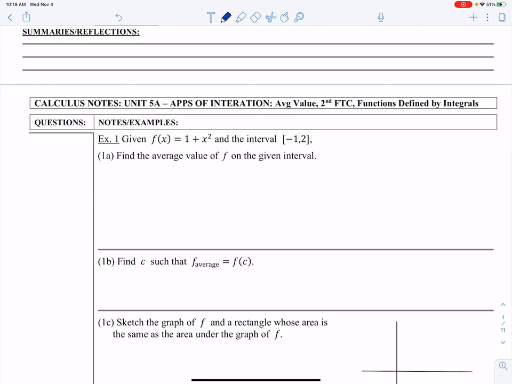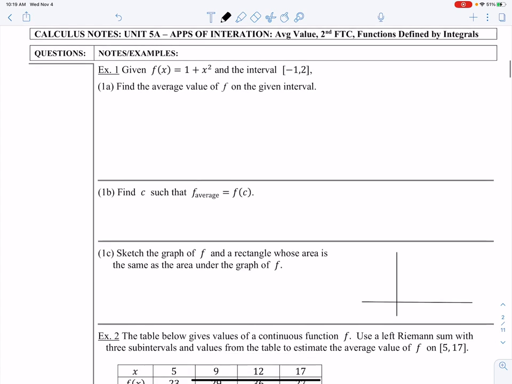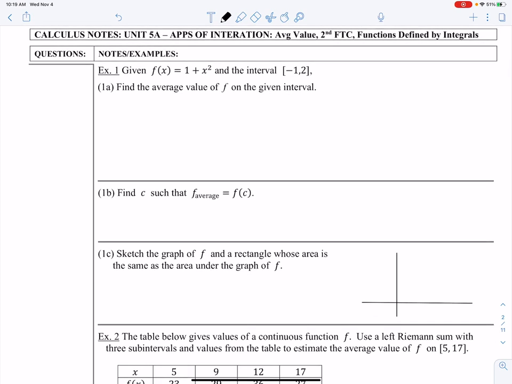So let's start with the function 1 plus x squared, and let's actually make a quick graph of this function, 1 plus x squared. So I'm going to kind of skip to c. Remember that the function 1 plus x squared is a parabola moved up 1 unit.